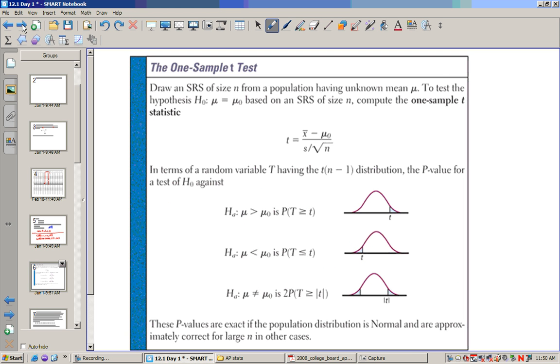Now our one sample t-test, if we draw an SRS of size n, and we're testing our null hypothesis, this is our z statistic that we already talked about. Same as with z-scores, if our alternative hypothesis is greater than, we just check the right-hand side. If it's less than, we just check the left-hand side. And if it's not equal to, we have to check both sides. So we have to do 2 times the probability of either of those.